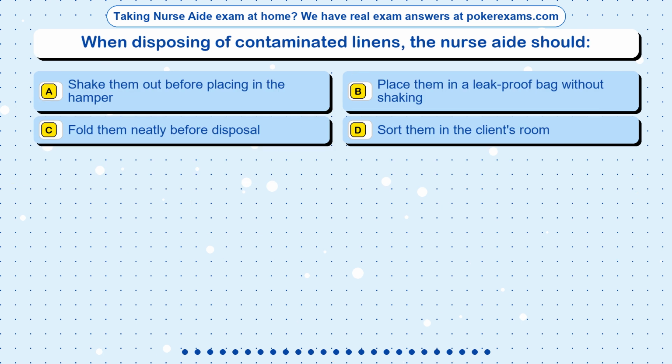Question 17. When disposing of contaminated linens, the nurse aide should: Option A, shake them out before placing in the hamper. Option B, place them in a leak-proof bag without shaking. Option C, fold them neatly before disposal. Option D, sort them in the client's room.